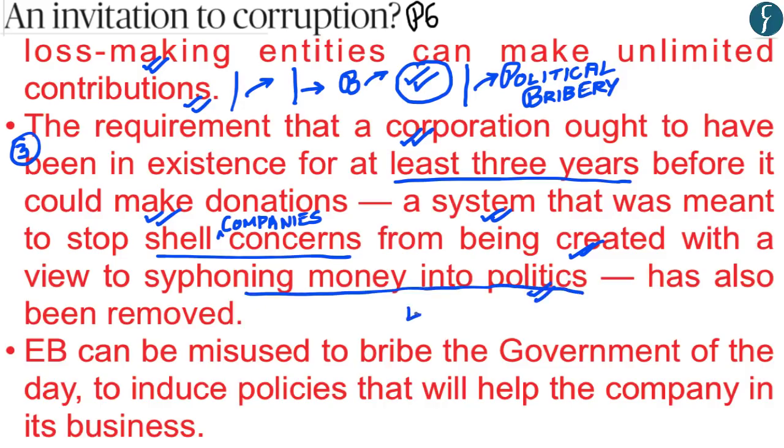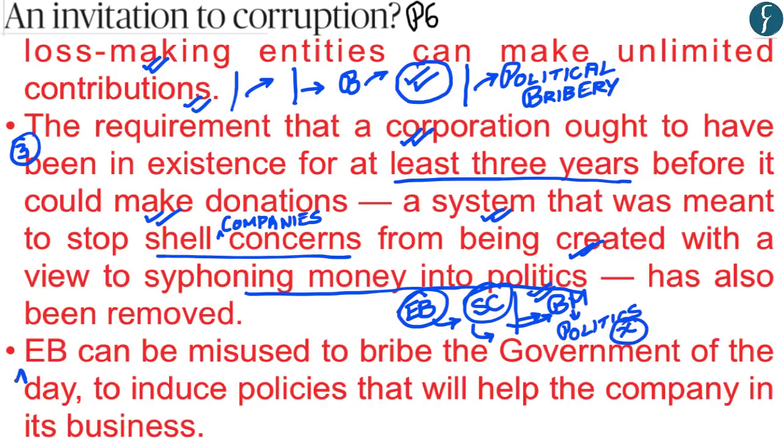However, what has happened with electoral bonds is that any company or organization which has been incorporated in India can buy electoral bonds, and therefore shell companies can be formed just prior to elections to funnel black money into politics. And since the Election Commission also does not know the name of the shell company which is funding a political party, this flow of black money into politics becomes difficult to stop.